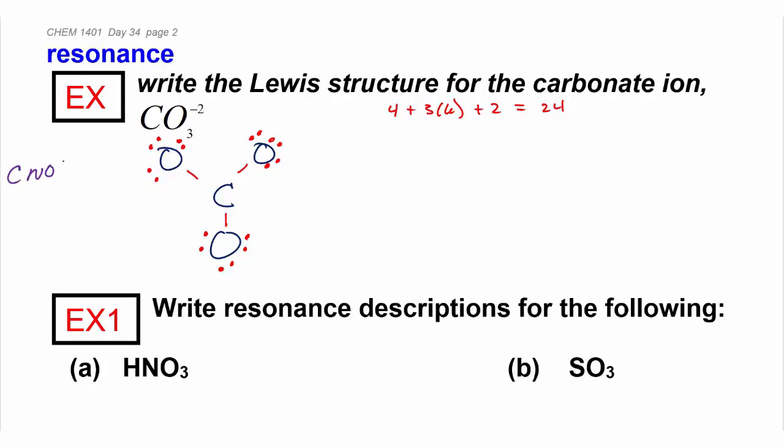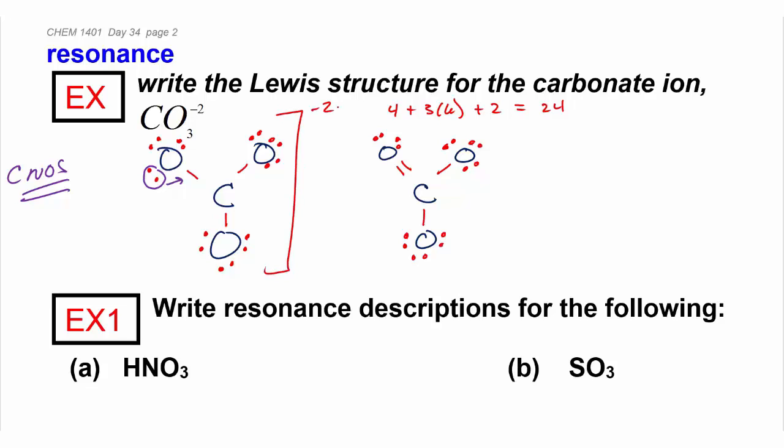But remember CNOS, so I can get carbon's octet just by making a double bond. So let's move this one in there. So my answer would be this. Here's my double bond. Now carbon has an octet. Oh, don't forget about my charge, right? This has to be a -2 charge overall. However, instead of that pair of electrons, I could have used this one, or I could have used that one. There's actually 3 resonance structures.